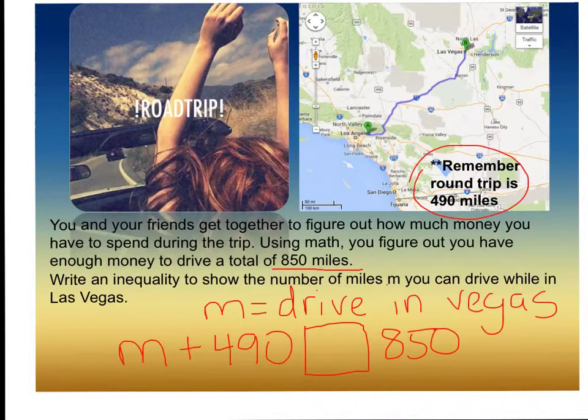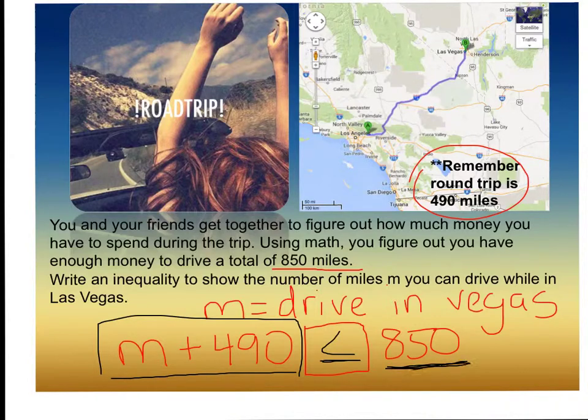Take a minute. Last lesson, we talked about what type of words and verbiage a word problem can use to dictate what kind of inequality you use. So which inequality do you think we're going to have to use for this one? Well, M plus 490 is going to have to be less than the 850. Less than, or it can be equal to that 850, right? This amount over here, the M plus 490, cannot be more than 850 because 850 is the only money that you have for the miles that you can drive on your trip.